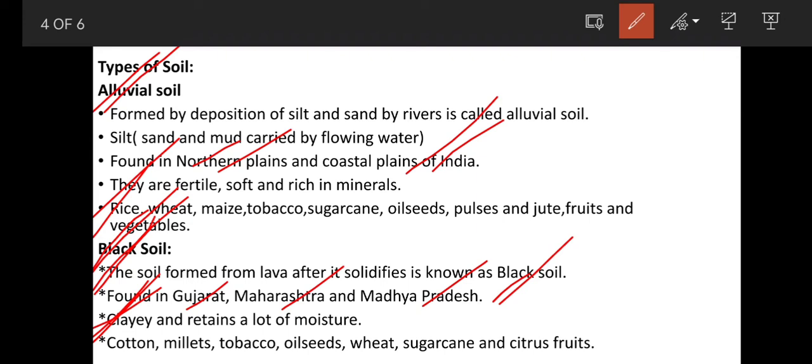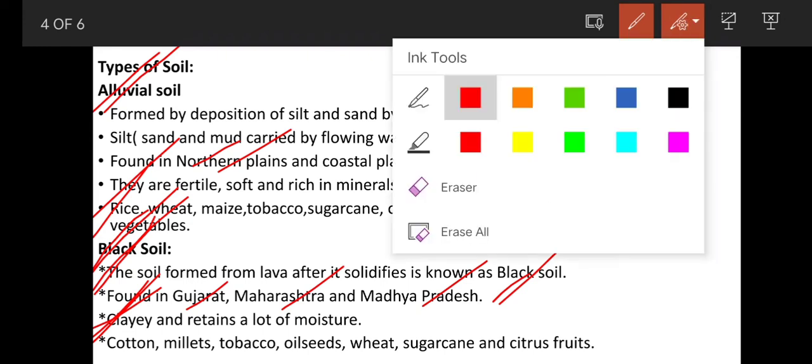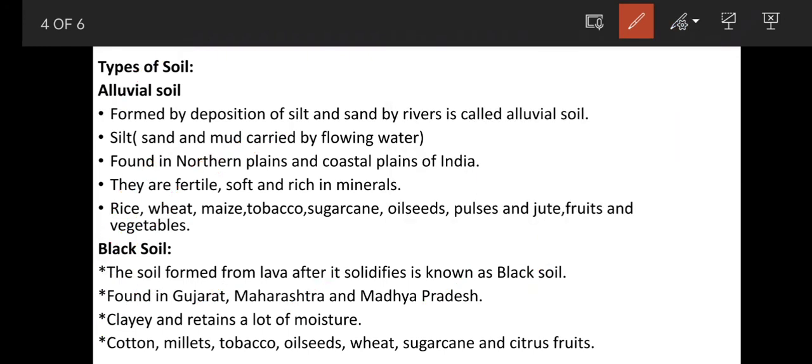And the crops which are grown in black soil. Which are the crops that are grown in black soil? The crops are cotton, millets, tobacco, oilseeds, wheat, sugarcane, and citrus fruits. These are the crops which are grown in black soil. So I hope you understood about alluvial soil and black soil.